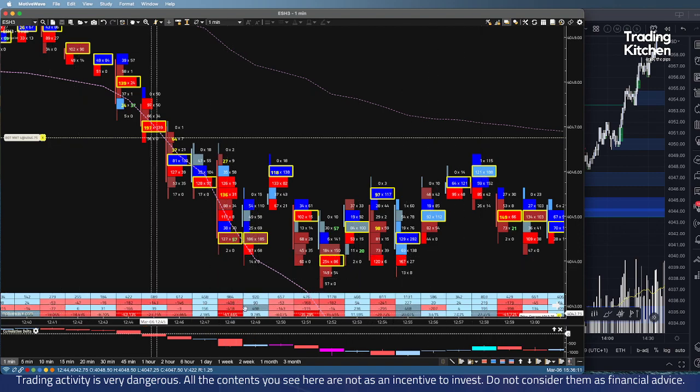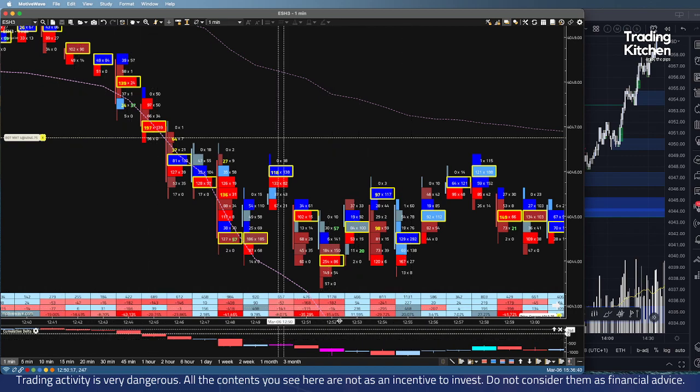You see here we have lots of red, and then here for the first time we have a strong blue, or gray. It means there is a lot of buyer pressure here. 468 and this 498 are the highest numbers that we can see on all this chart, on the buyer side.